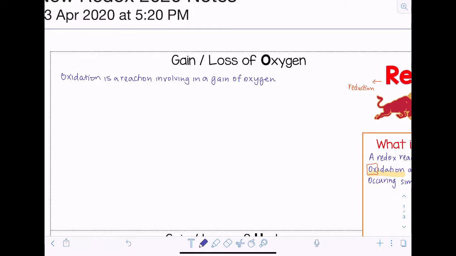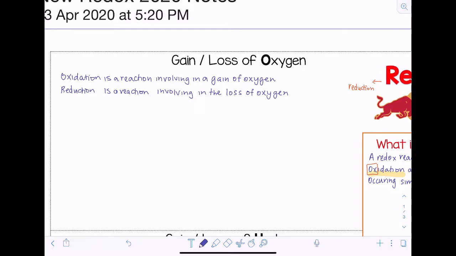Now let's move on to what is reduction. Reduction is very much the opposite of this definition. In this case, it is a reaction which involves the loss of oxygen. So you can see that oxidation and reduction are kind of the same but just opposite to one another. Now with that said, let me just share some very common examples with you, so that you can easily see oxidation and reduction occurring in reactions such as this.